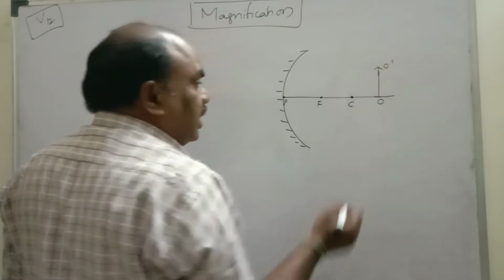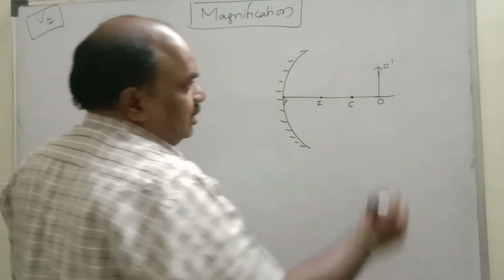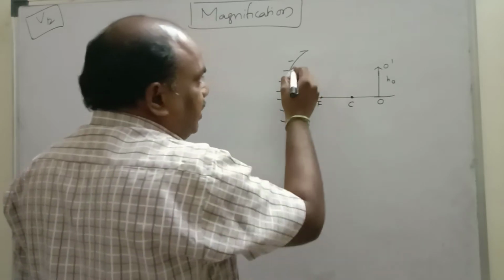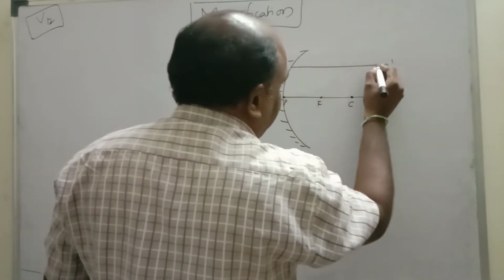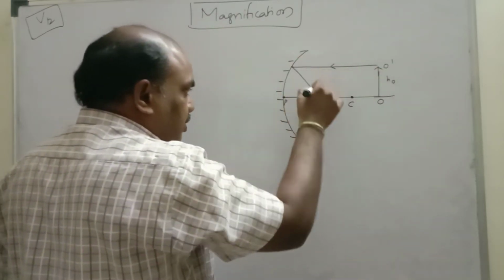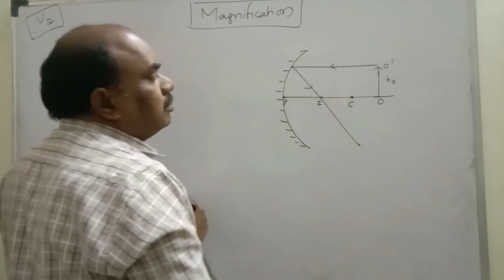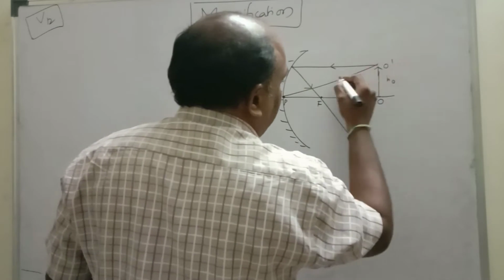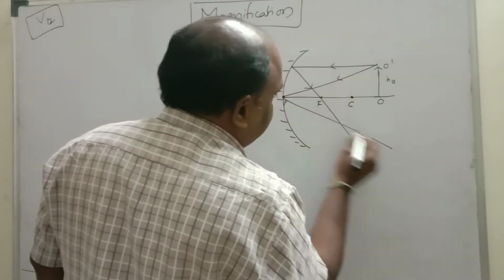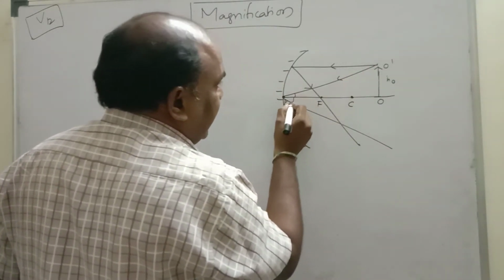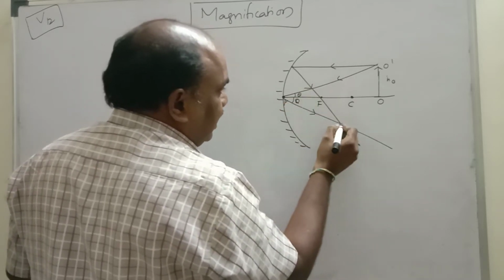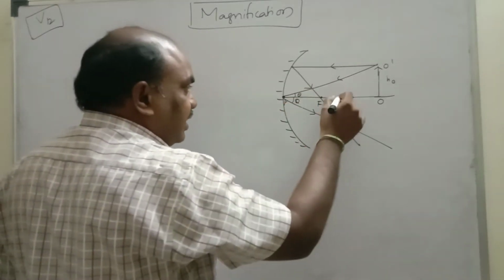Height of the object, O dash. O dash is the object. Let its height be h naught. I am taking a parallel incident ray from this object. After reflection it goes through the focus. A parallel incident ray always goes through the focus. One more incident ray I am taking from the pole. After reflection it moves with the same angle. Angle of incidence and angle of reflection both will be the same. Let it be theta.